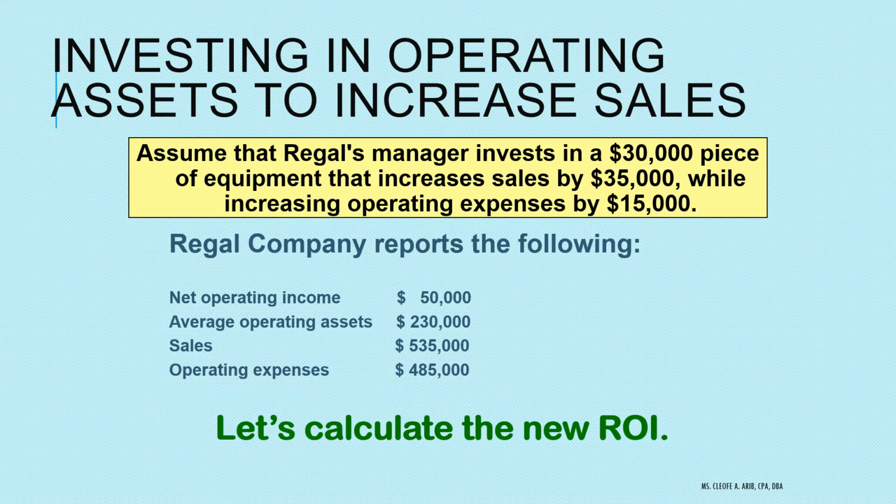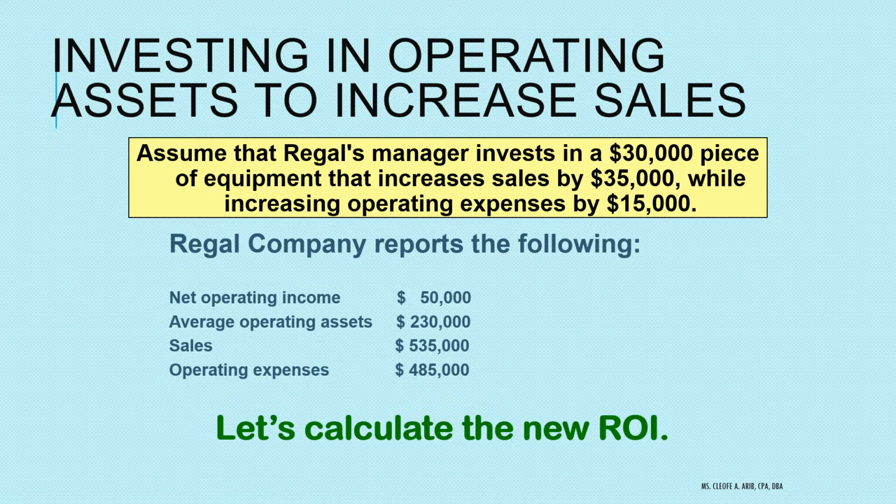Ma'am, how did you arrive with additional 20,000? Your sales will increase by 35 and correspondingly there is an increase in your operating expenses of 15. So 35 less 15, that's an additional 20,000 in your net operating income. Average operating assets naman on the other hand will also increase. How come it will increase? Because the manager invested an additional 30,000 for a new piece of equipment. Sales, as mentioned, it will increase by 35,000 and operating assets will increase by 15,000.